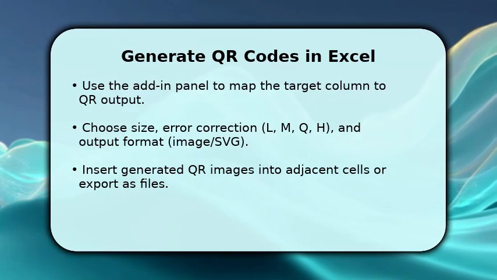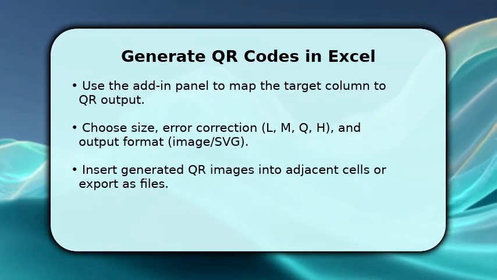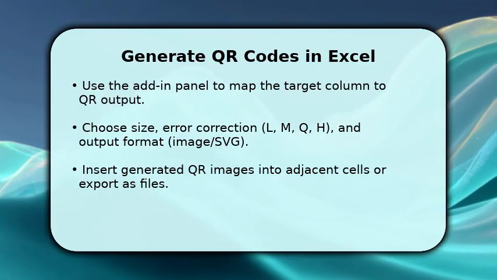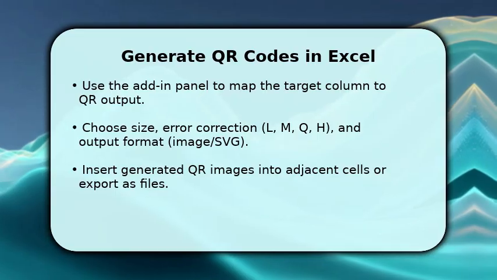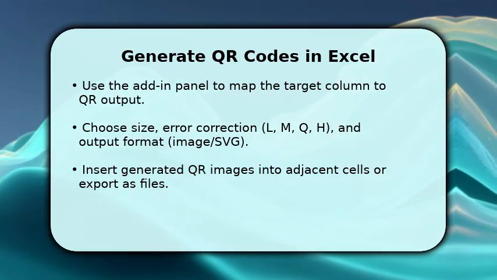You now run the add-in. Select your data range and map it to the add-in's input field. Then choose size and error correction. Higher correction gives resilience but larger codes, so pick M or Q for typical use.